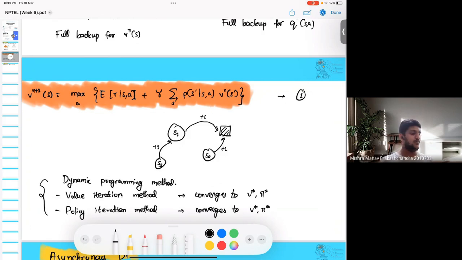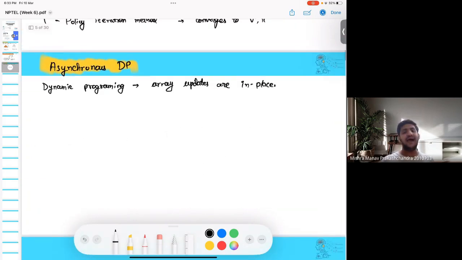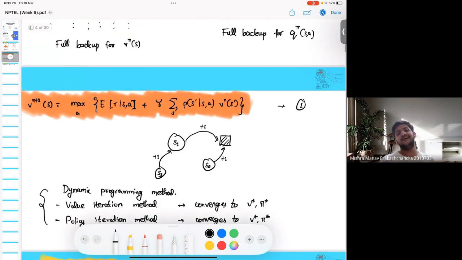Now, what asynchronous DP tells me is that I need not necessarily be sequential in my approach when trying to update the value function. Think of it like this: you have an array of v of n. When you are at time t plus 1, you copy that array into a new array, then you make changes accordingly, and then you use that new array. So you are creating copies of the array and then updating it.